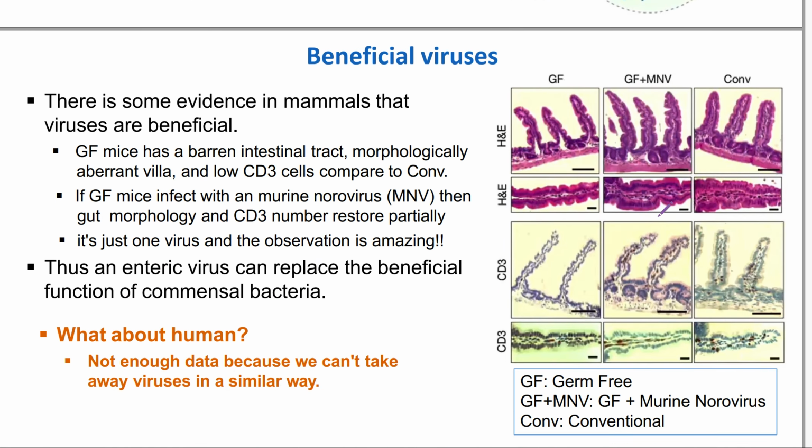There is some evidence in mammals that viruses are beneficial. So germ-free mice have a barren intestinal tract, morphologically aberrant villi, and low CD3 cells compared to conventional ones. If germ-free mice are infected with a murine norovirus, then the gut morphology and CD3 number are restored partially, and it's just one virus, and the observation is very amazing. And thus an enteric virus can replace the beneficial functions of commensal bacteria. So what about humans? Not enough data because we can't take away viruses in a similar way.